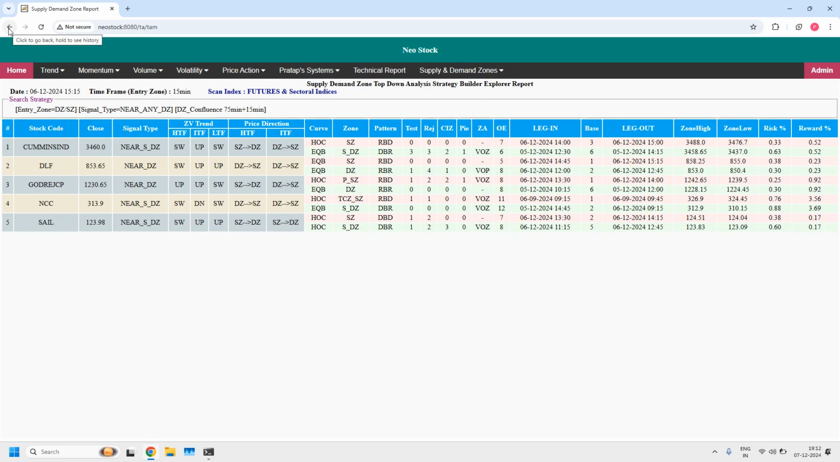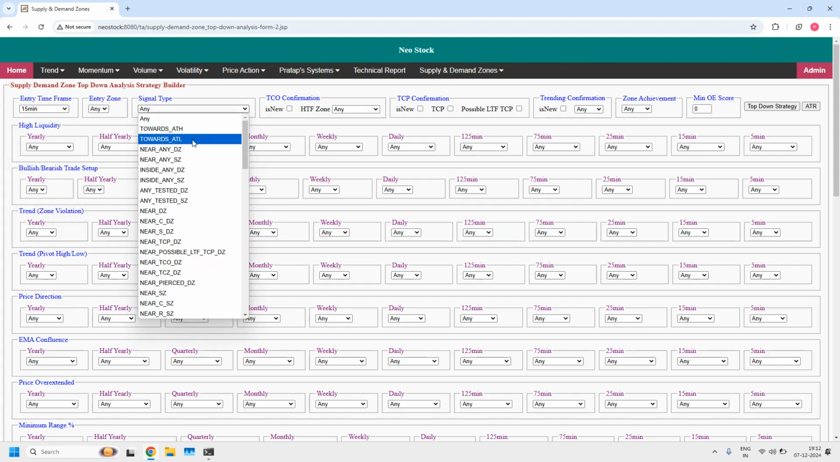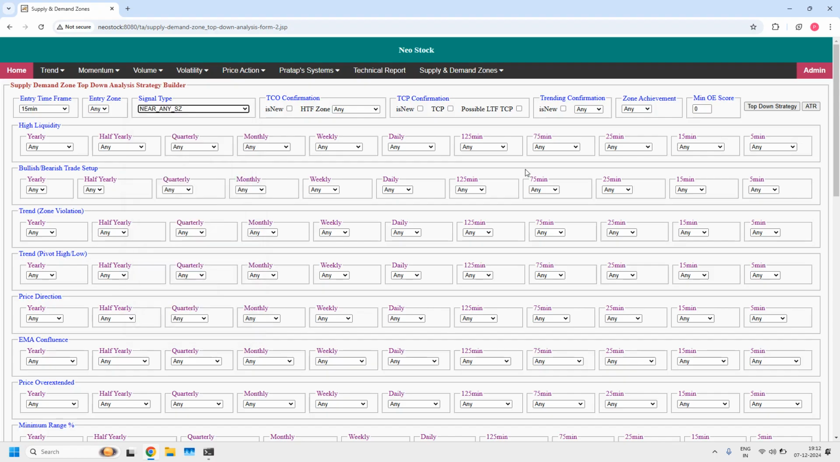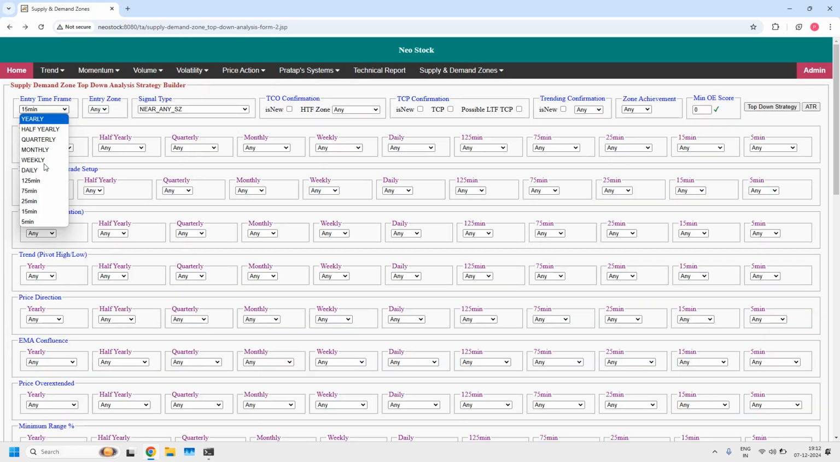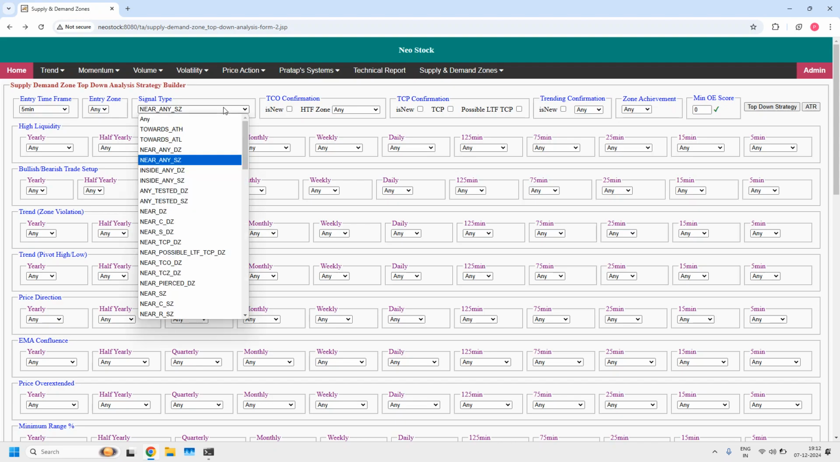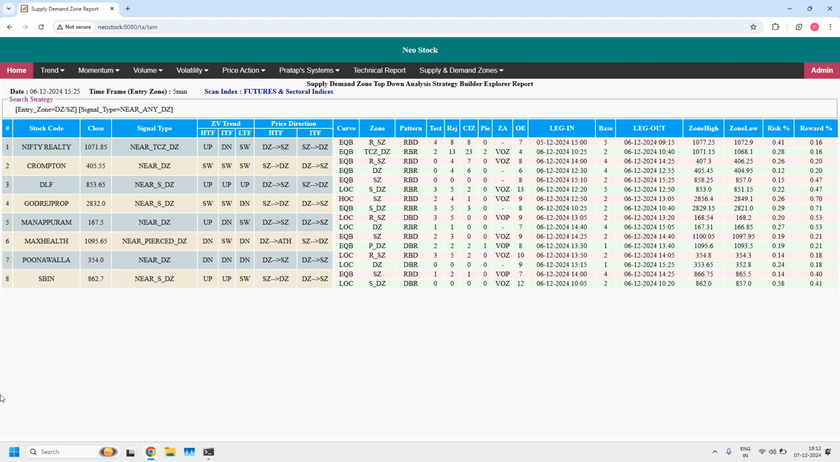Okay, next, 15 minutes time frame. Price near 15 minute supply zone. No stocks are available. Next time frame is 5 minutes. So near 5 minutes demand zone, we got 8 stocks.